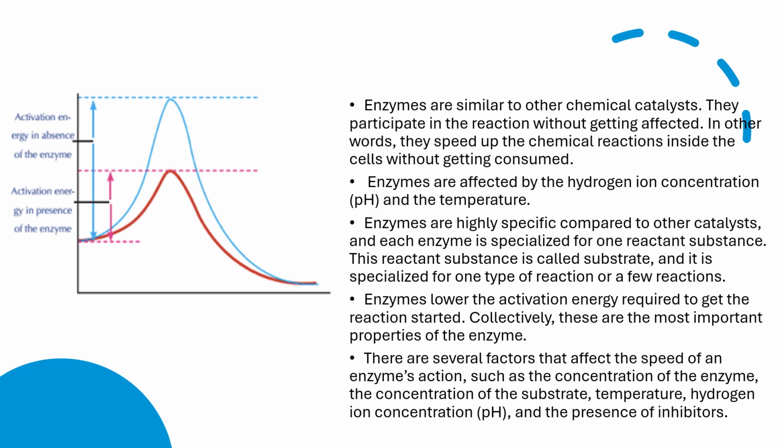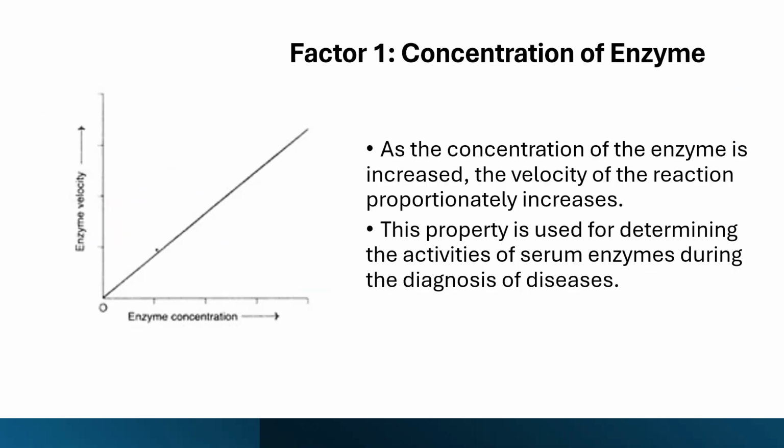There are several factors that affect the speed of an enzyme action, such as concentration of the enzyme, concentration of the substrate, temperature, hydrogen ion concentration, and the presence of inhibitors. First one is concentration of enzyme. As the concentration of the enzyme is increased, the velocity of the reaction proportionately increases, and this property is used for determining the activities of serum enzymes during the diagnosis of diseases.